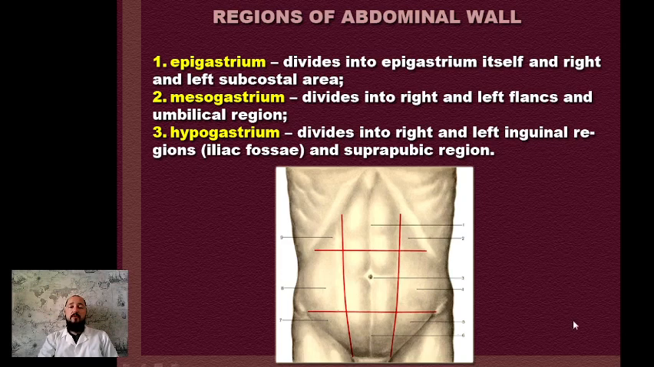Well, here it is. If we take a look at the picture, we can see it. Here is the epigastrium itself, left subcostal area, right subcostal area. The mesogastrium with the umbilical region, left flank, right flank. And the hypogastrium with a suprapubic region, left inguinal region and right inguinal region.